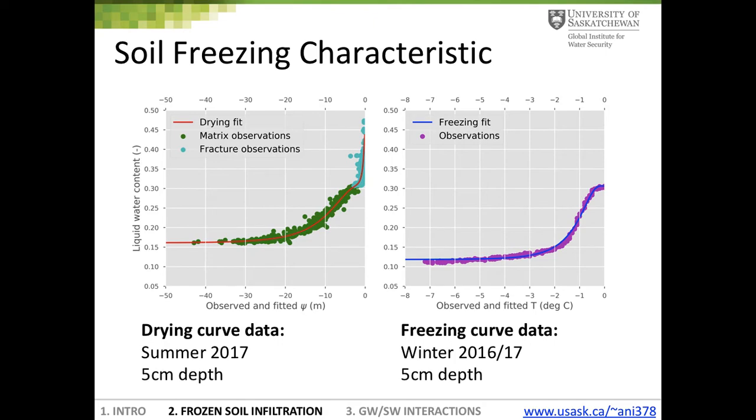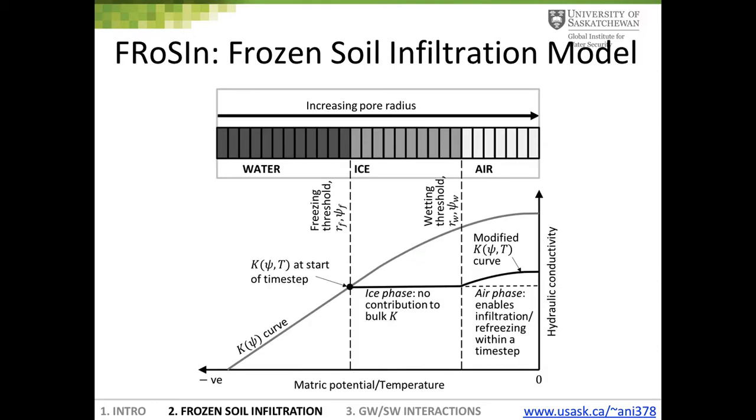So we can fit parametric models to these data, and this allows us to characterize the soil freezing characteristic curve as well as the soil water content curve. And I've also developed a novel model for hydraulic conductivity in frozen soils, which I call FroSyn, and this basically enables infiltration into air-filled pores, which are present in frozen soils in the prairies at the time of snowmelt.